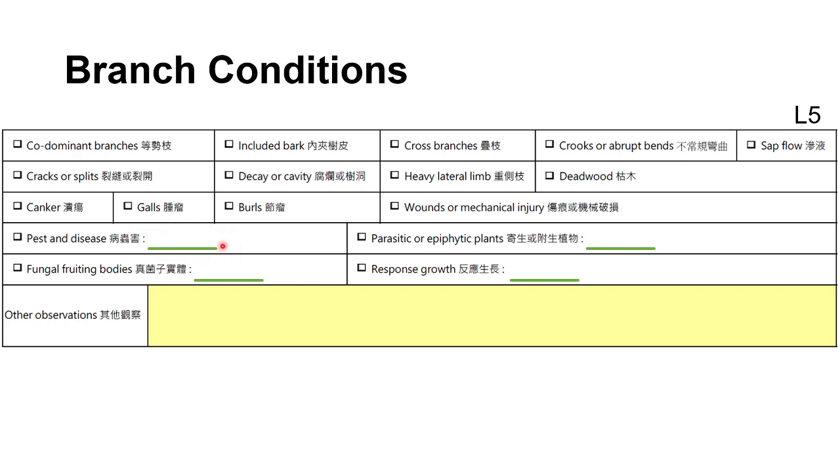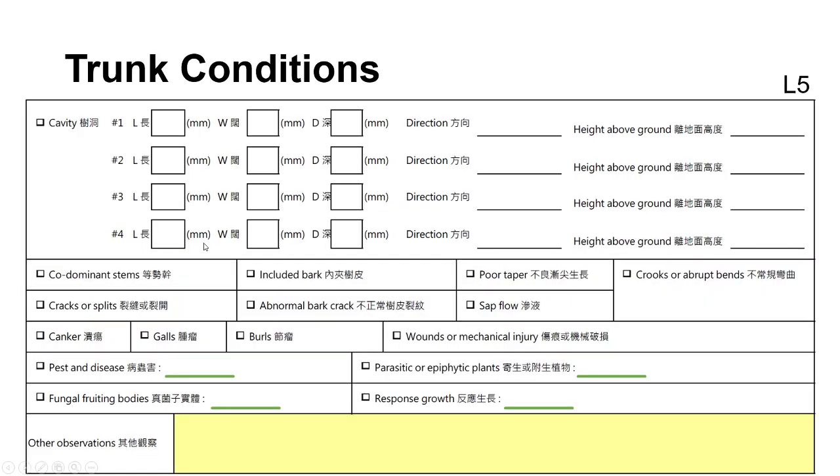If you can identify the pests and disease, or parasitic plants, or the fungal fruiting bodies, or the response growth, if you can identify those features, please fill in the information. Then for trunk conditions, there seems to be a lot to fill in, but actually it is quite simple.